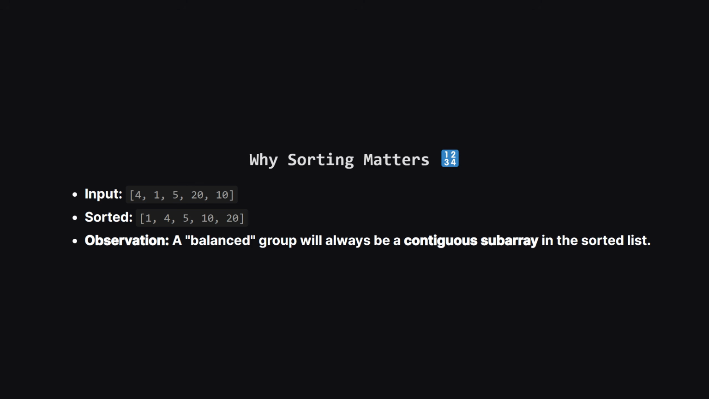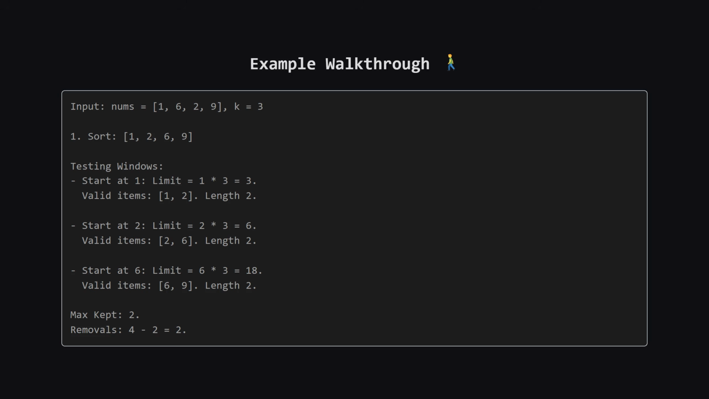Here's the key insight. If we pick a group of numbers to keep, say 4, 5, and 10, and we check if they work together, it makes sense to look at them in order. If we sort the array first, any valid balanced group will appear as a solid block right next to each other. We won't be picking numbers from random spots. We'll be picking a slice from the sorted list. This simplifies things massively, because now we just need to find the longest slice or window. That works. Let's walk through an example to see this in action.